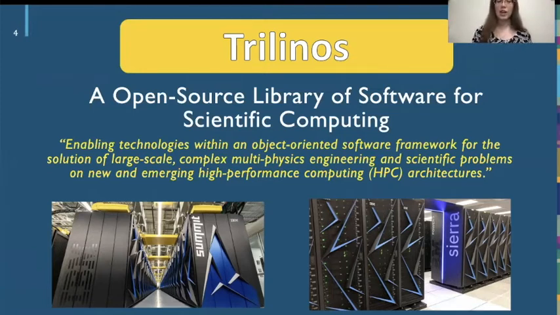Below are pictures of two supercomputers, Summit and Sierra, currently ranked number 2 and 3 on the top 500 list of top supercomputers in the world, and Trilinos has been used to run real-life applications on both of these supercomputers.